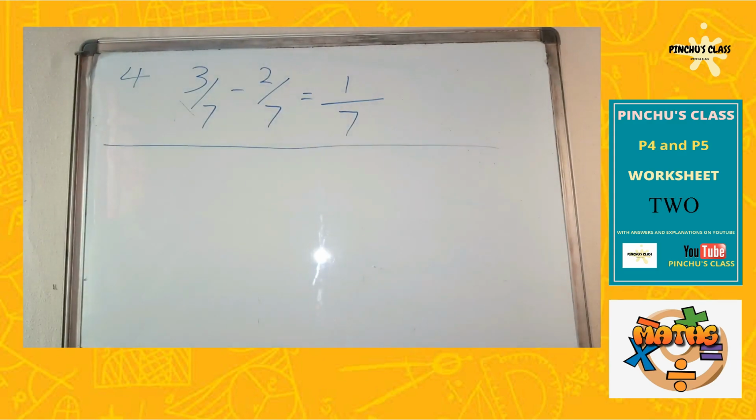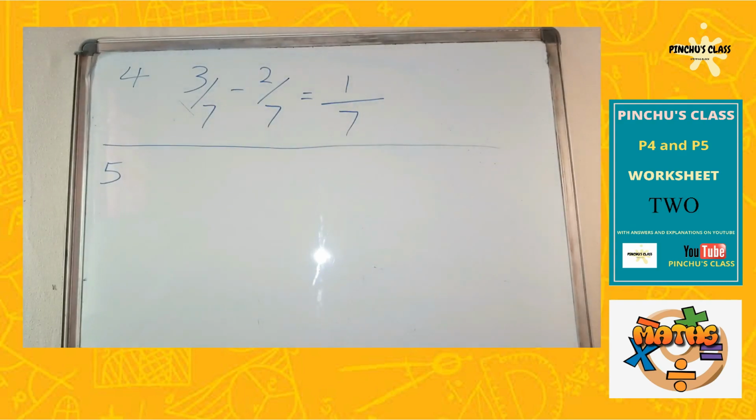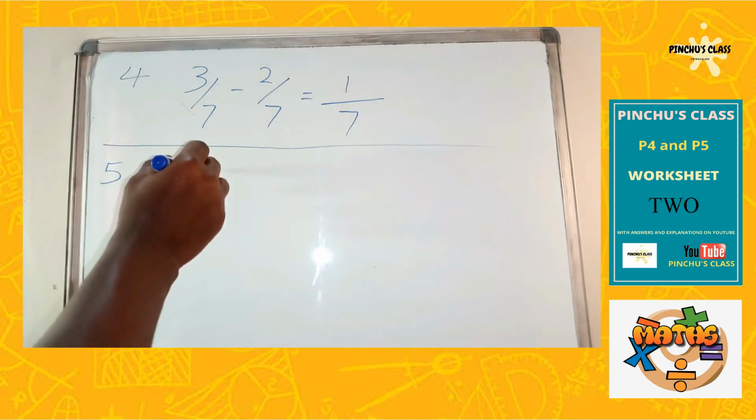Let's go to number 5. Number 5, they have told us to share 48 sweets among 4 boys. So we can use long division here.